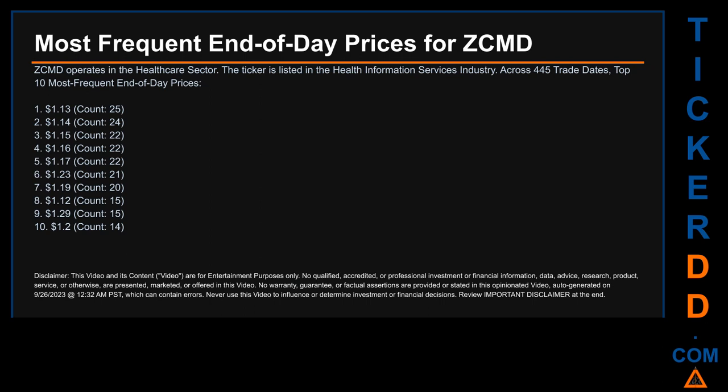$1.13, happened 25 times. Second, $1.14, happened 24 times. Third, $1.15, happened 22 times. Fourth, $1.16, happened 22 times. Fifth, $1.17, happened 22 times. Sixth, $1.23, happened 21 times. Seventh, $1.19, happened 20 times. Eighth, $1.12, happened 15 times. Ninth, $1.29, happened 15 times. 10th, $1.20, happened 14 times.